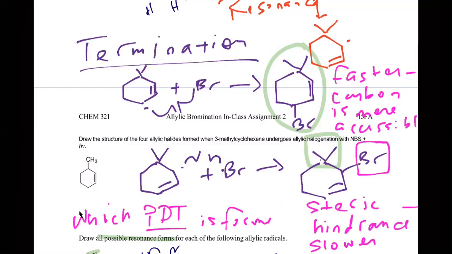Does that make sense? Yes. The bromine has a huge atomic radius. So the site that's less substituted or more accessible, you're going to form that product much faster. The reactive site on this one is much more accessible. That's the reasoning for the rate, why it's formed faster. Any questions about that? No, I think I'm okay.